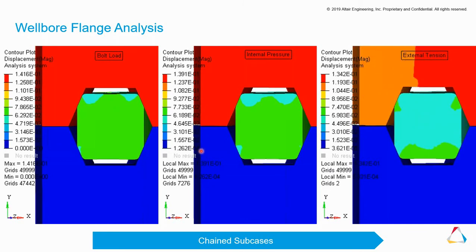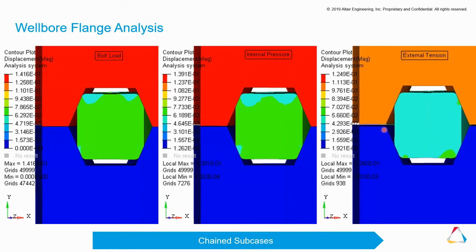And that's due to the fluid pressure that acts on the inner surface of this particular structure. Now, the third subcase is the external tension, where we pull up on the upper component, and you can see that it forces a much greater separation between the two parts.